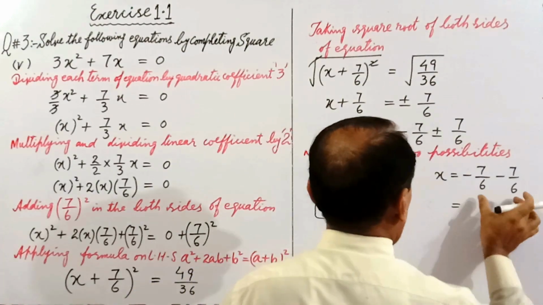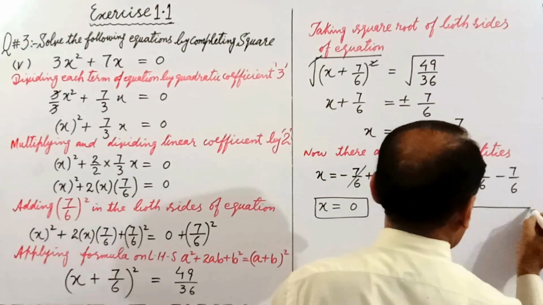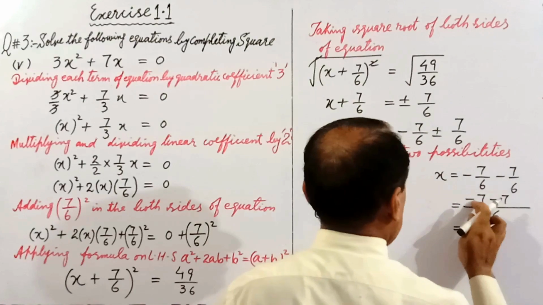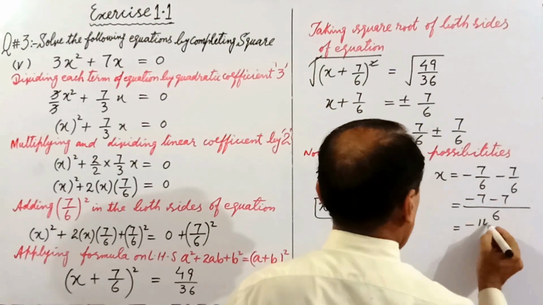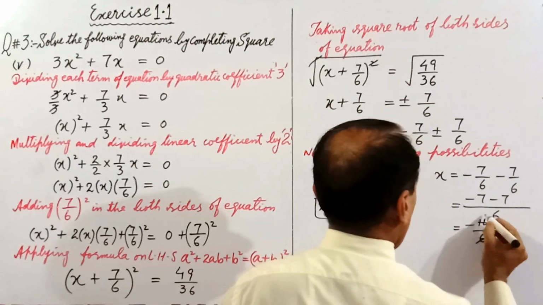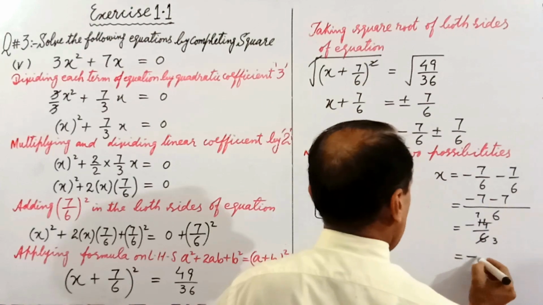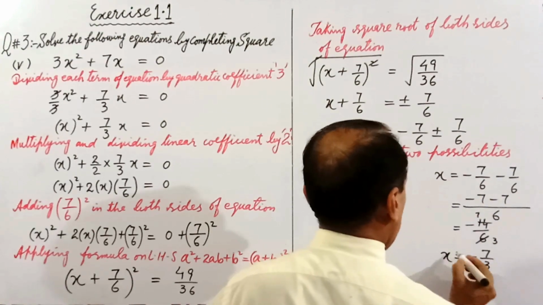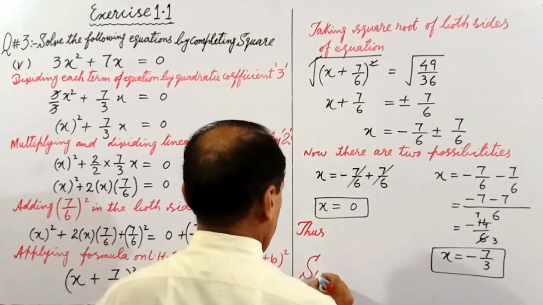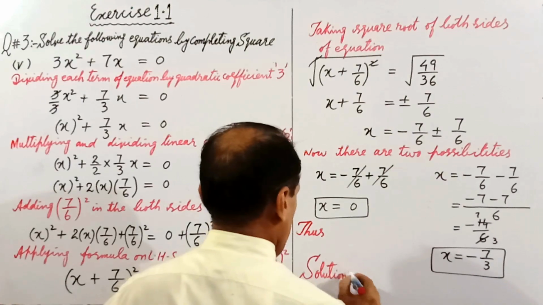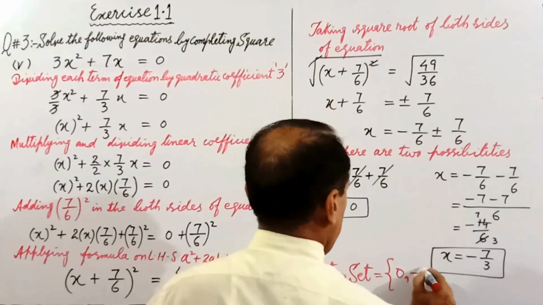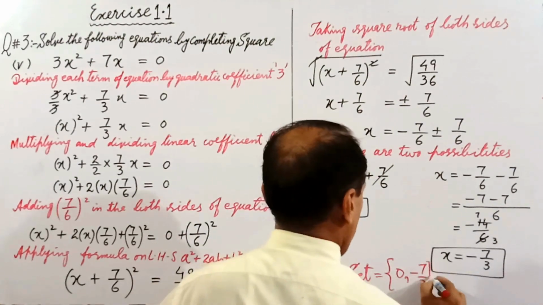And in the second, we have same denominators. By the standard procedure, we have 6 as LCM and we write numerator as they are. We have minus 7 minus 7 is equal to minus 14 divided by 6. 2 3s are and 2 7s are. So we get what? Minus 7 over 3, the second value of x. Thus, the solution set is 0 and minus 7 by 3.